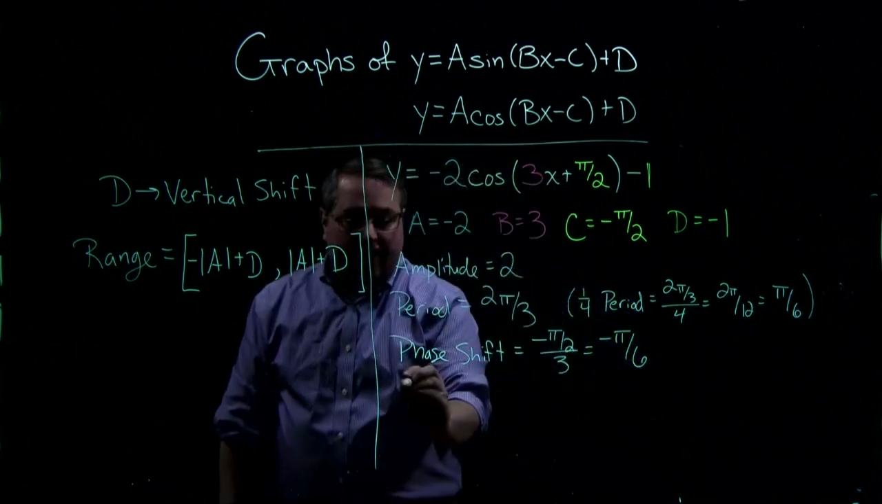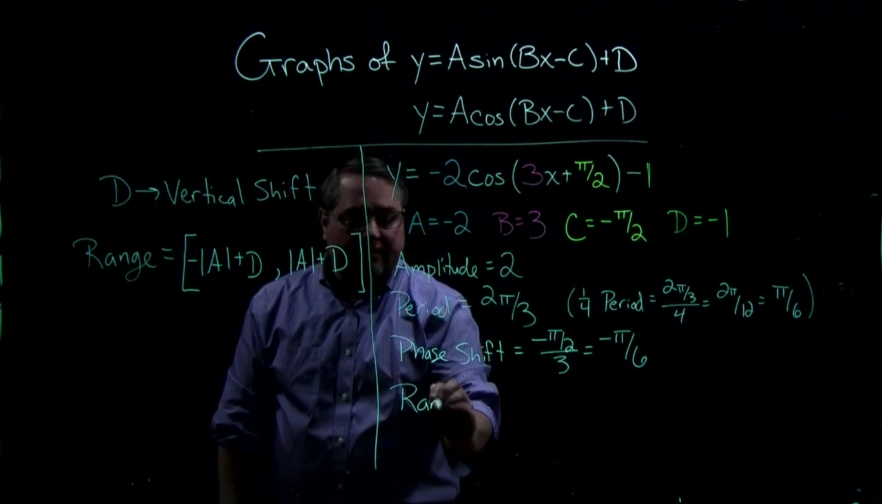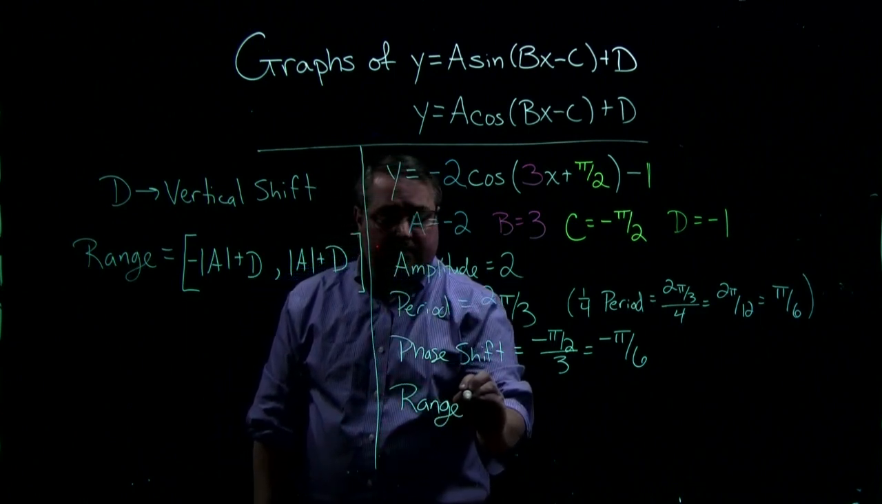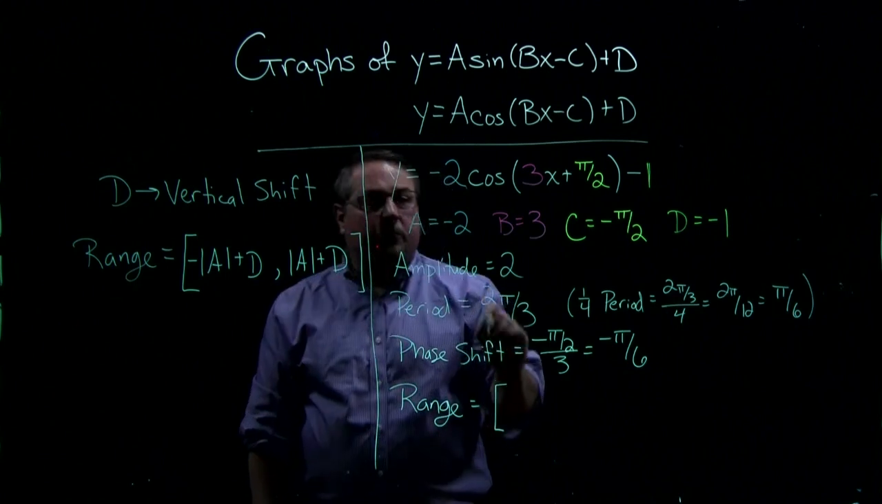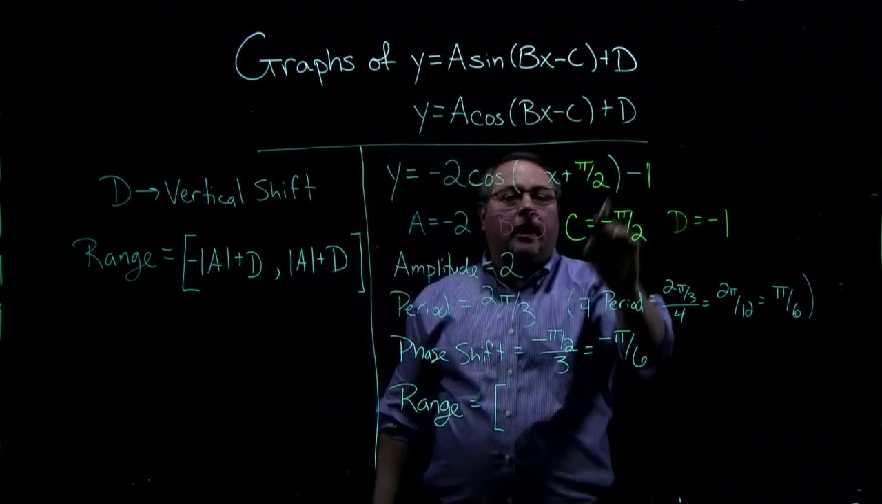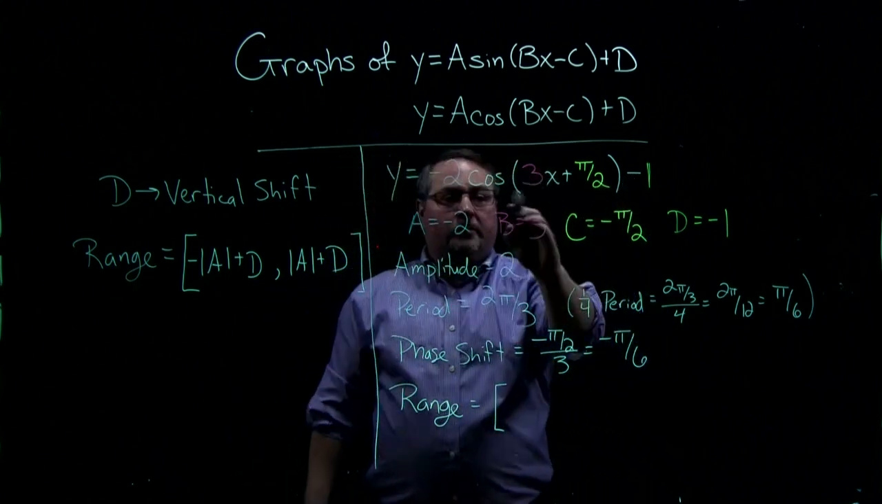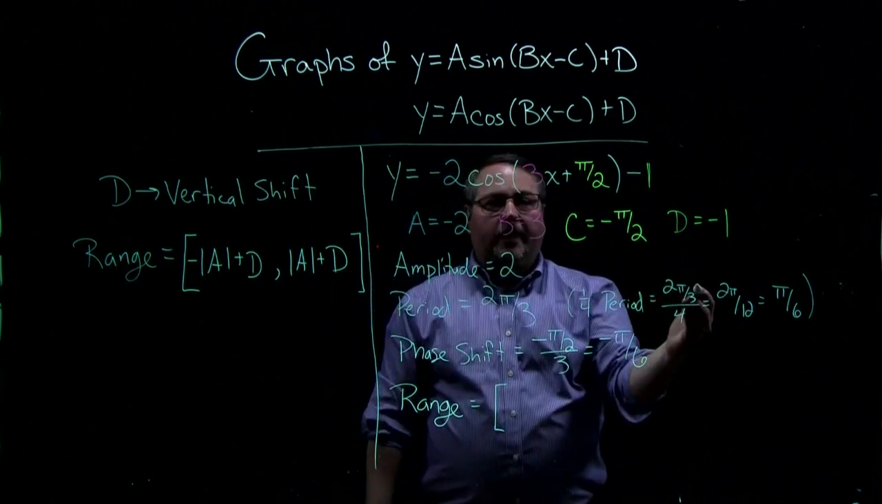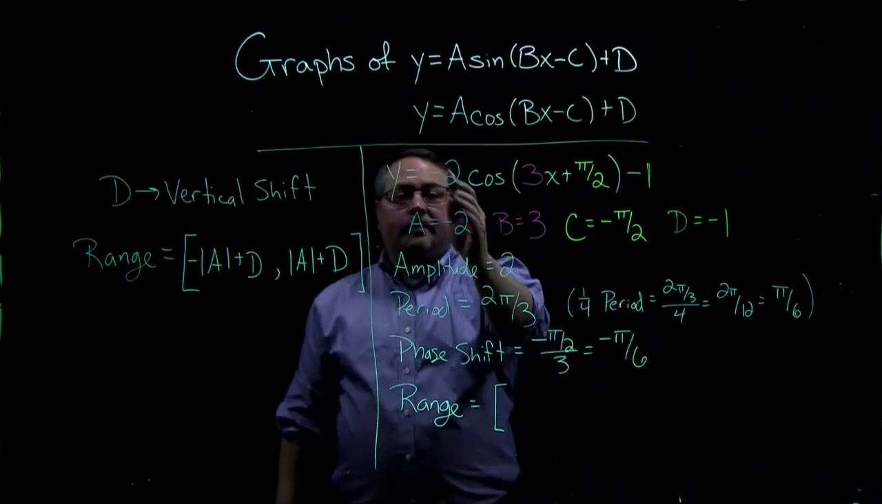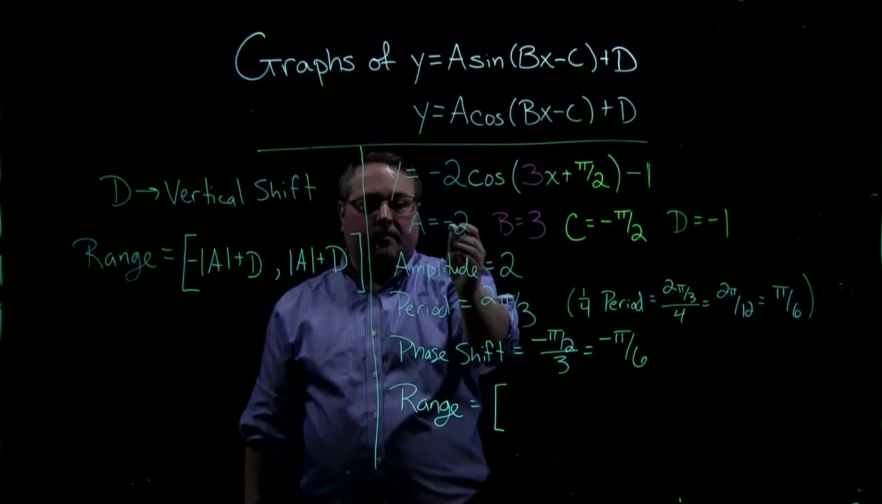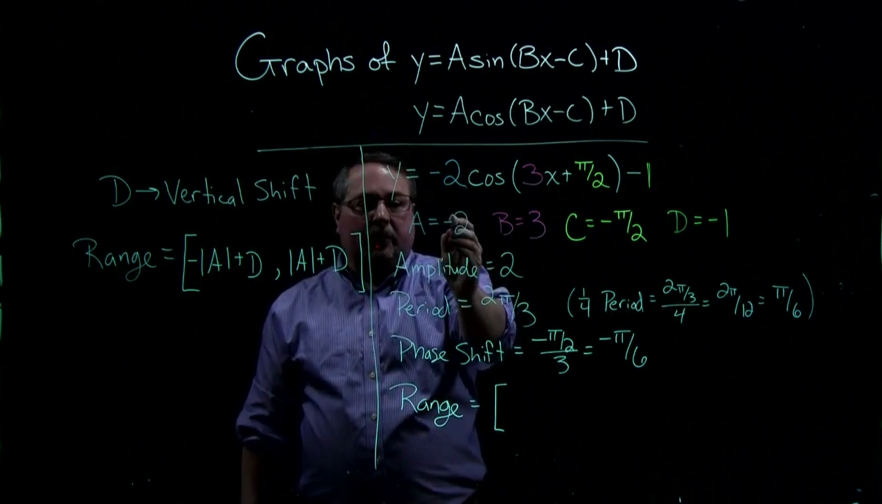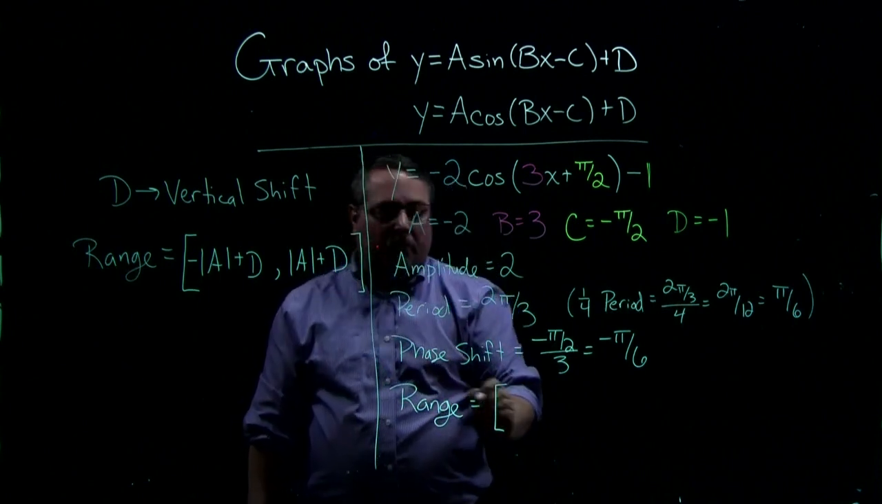Okay, and then finally, our range. Well, if we did not have this minus 1, and we just had negative 2 times the cosine of 3x plus pi over 2, our range would just be negative 2 to 2. It would just be negative the absolute value of a to positive the absolute value of a.